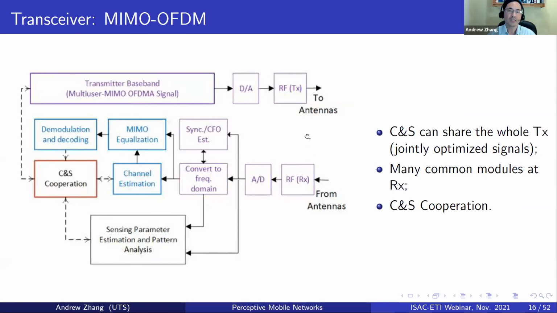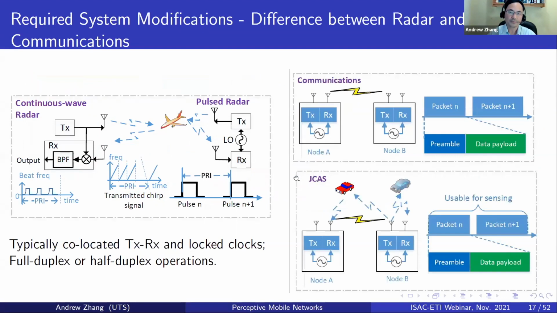As we can see, a majority of the modules can be shared by communication and sensing. That's why it's very attractive to integrate these two systems in terms of the hardware itself. And network-wide, there are some issues we need to take care of. We first have a look at the major difference between radar and comms.